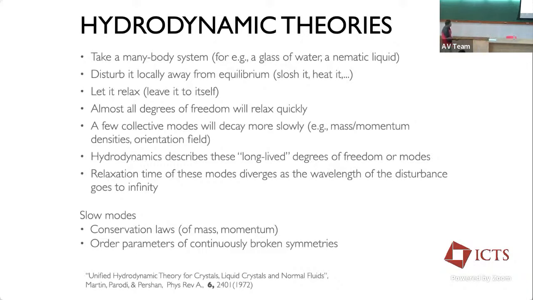So the idea is basically the following: you have a many-body system, a glass of water or maybe a nematic liquid. And you disturb it away from equilibrium. Maybe you slosh it, maybe you heat it, whatever, and leave it there. And it will relax. Most of the degrees of freedom will relax very quickly. But there will be a few of them which are more like collective degrees of freedom.